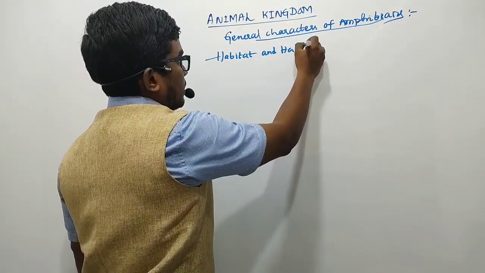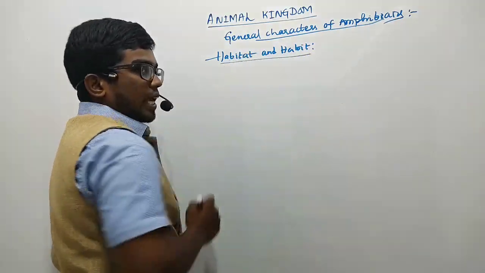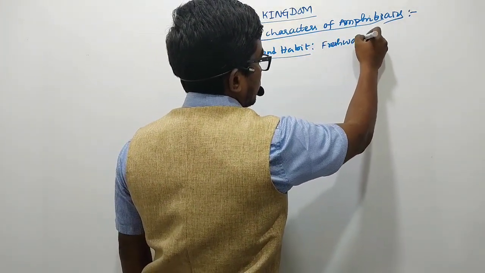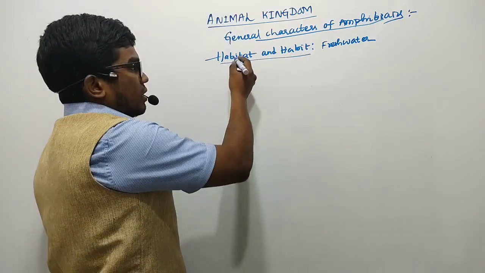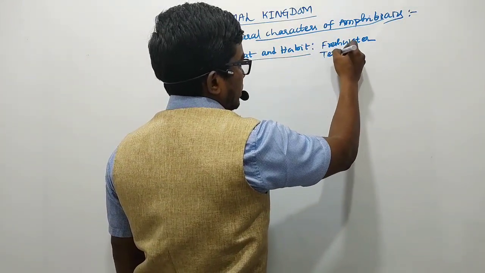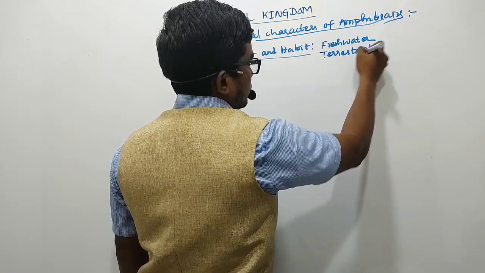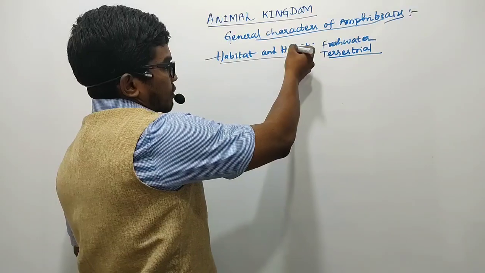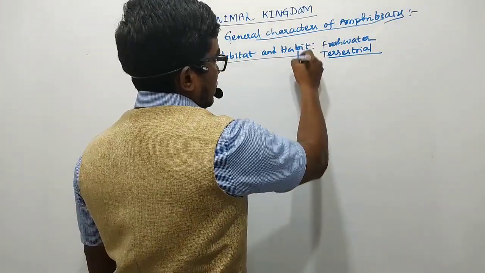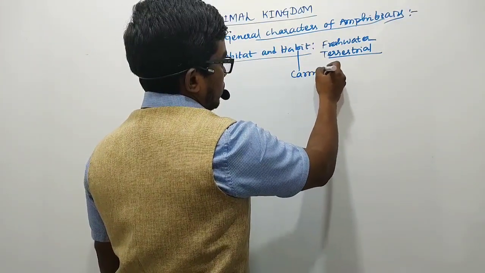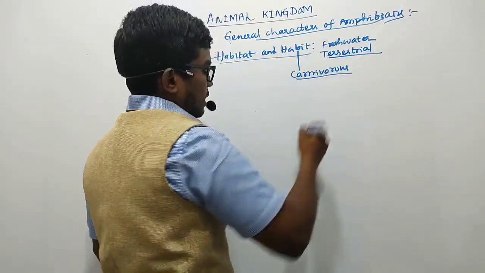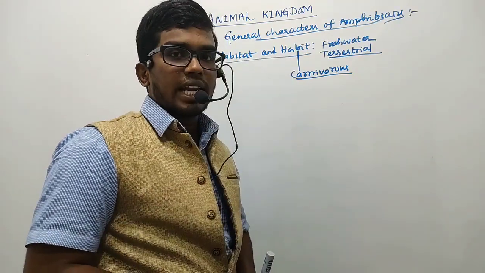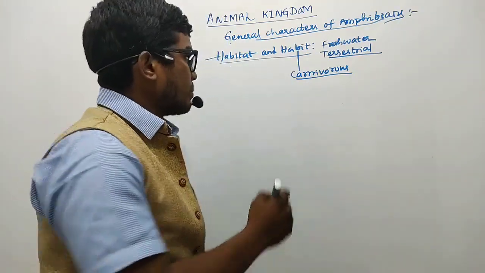They are generally organisms which survive in freshwater habitats, or they can even be terrestrial. This is about their habitat, the place where they live. Coming to their habit, they are generally carnivorous animals. They feed on other animals. So this is about the first important character, that is habitat and habit.